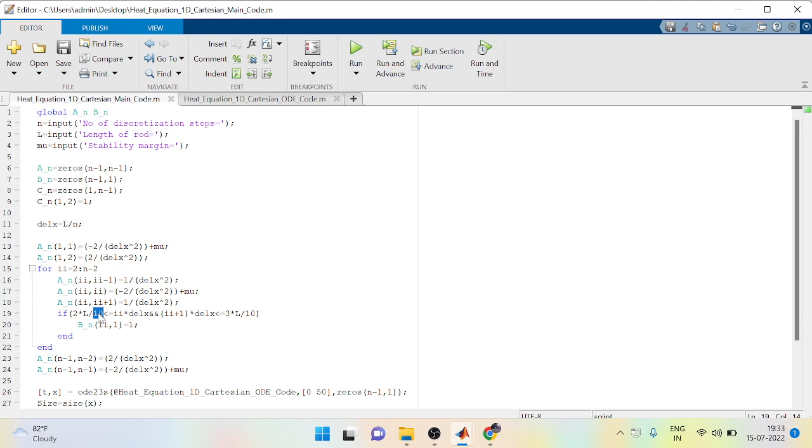Assuming a symmetric source, we'll test our simulation. Now we are giving a symmetric source, right? So 2L by 3. So we are giving a symmetric source term. So we must get a symmetric thing. That means that then we are right.